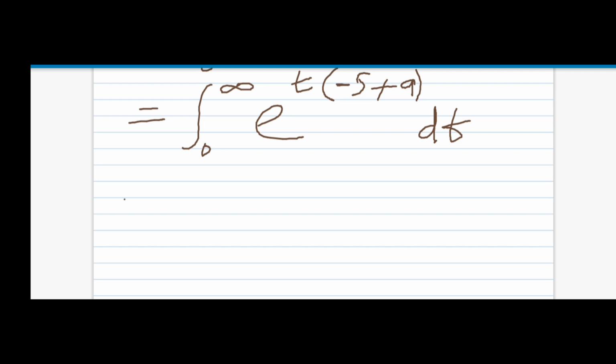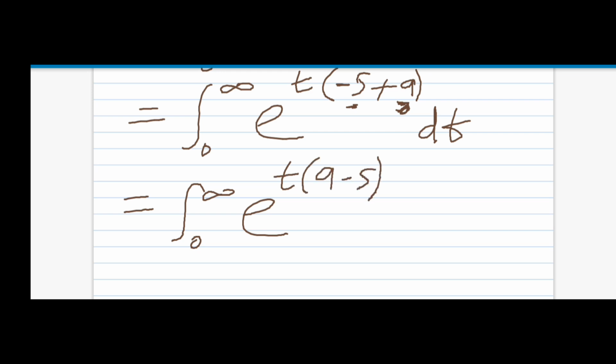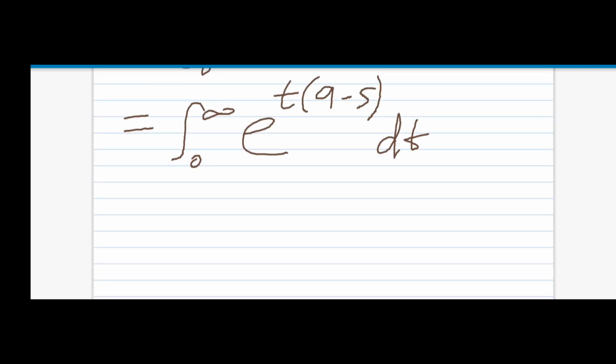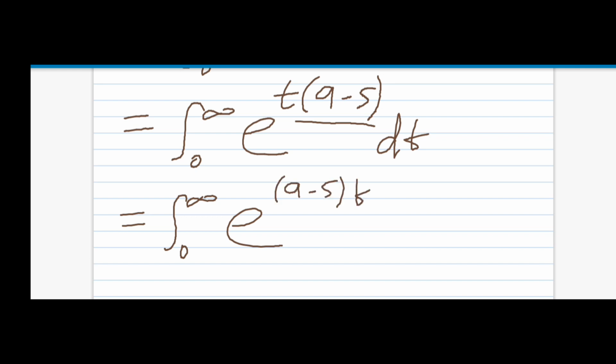Then we have equal to the integral from 0 to infinity of e raised to the power. Now when we have minus s and plus a, we let the a come forward, so we have t open brackets a minus s, dt. Now by simply rearranging this, we have equal to the integral from 0 to infinity of e raised to the power (a minus s)t, dt. So we just brought the t here.